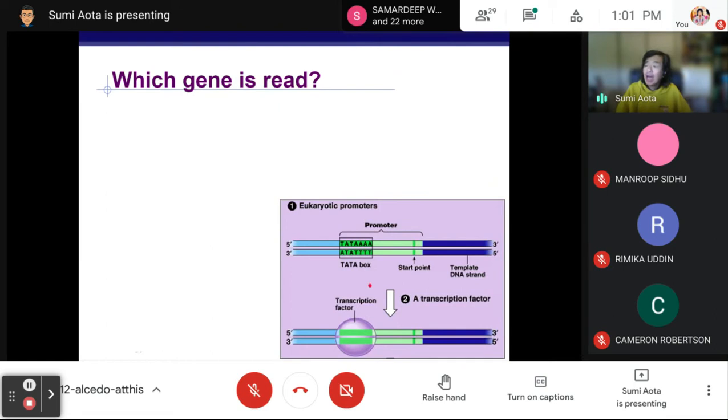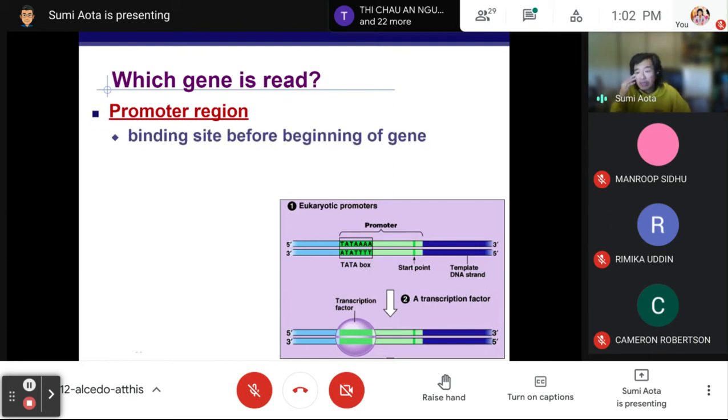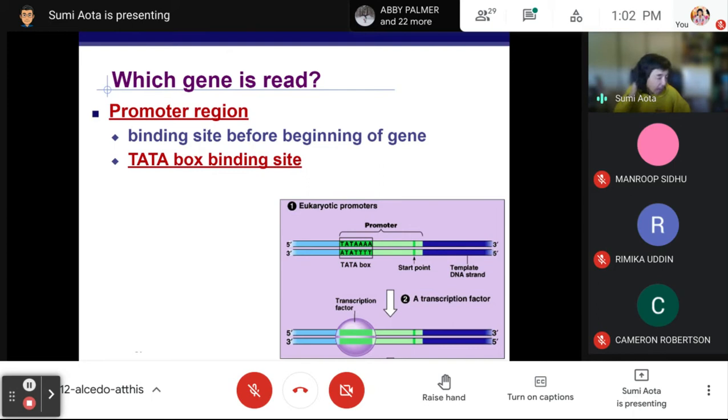So how do we know which is the template strand and which is the coding strand when we have a chunk of DNA? Well, the DNA that's going to be read has something called a promoter region. It's the location on the DNA just before where a gene begins that says this is where RNA polymerase can bind on the DNA to do transcription. The sequence at this location is called a TATA box, which is this box right here.